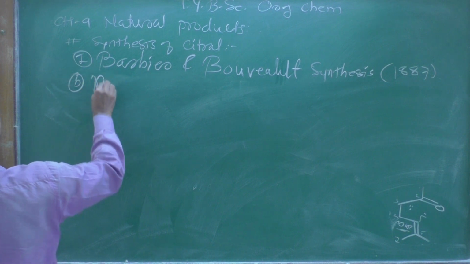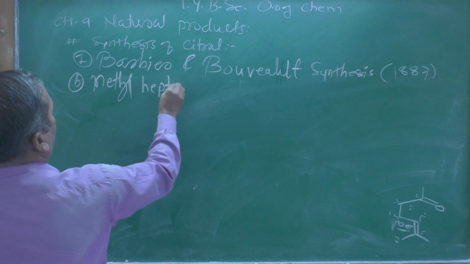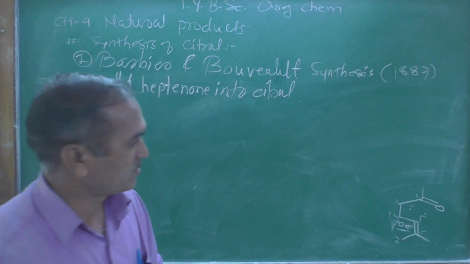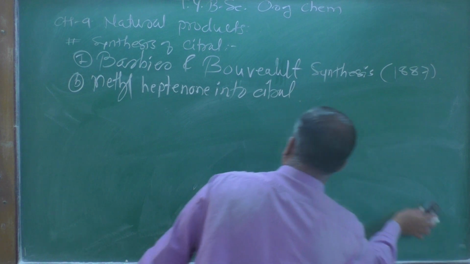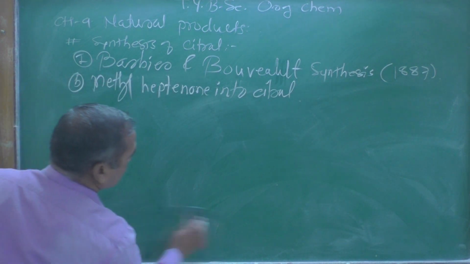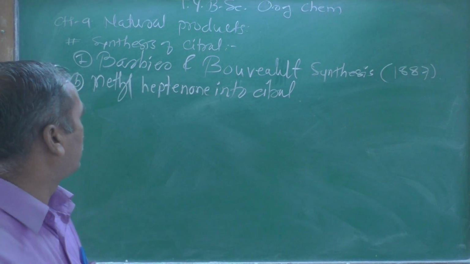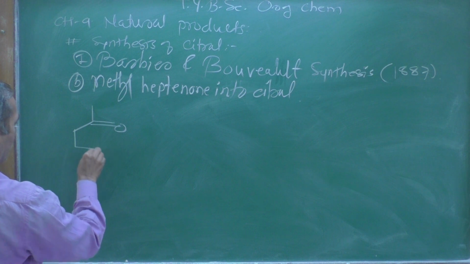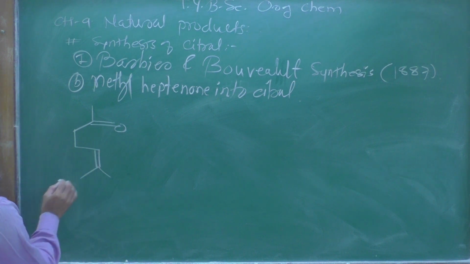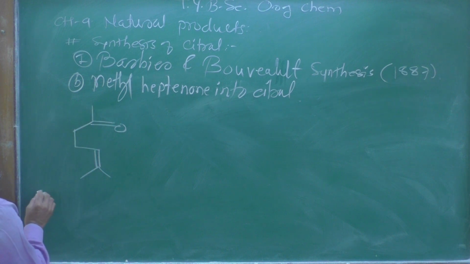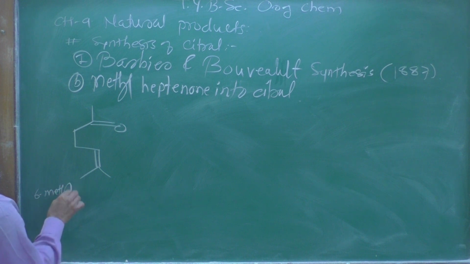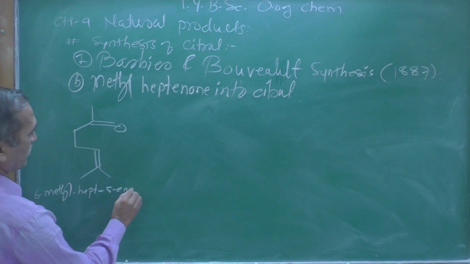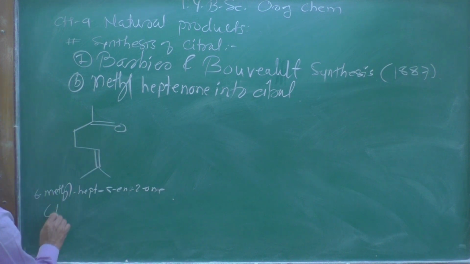Part B is methyl heptanone into citral. Now this methyl heptanone we are going to take as the starting material in the second step. Let's have that methyl heptanone structure. We know that this is the structure of methyl heptanone, right? Or what we can call 6-methyl hept-5-en-2-one. That is methyl heptanone.